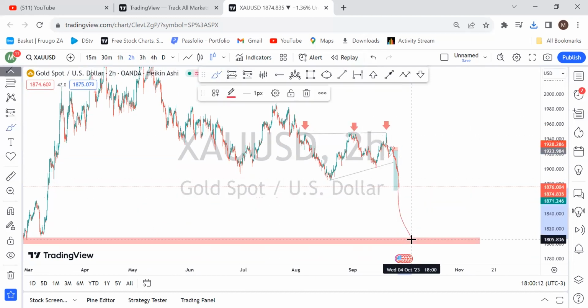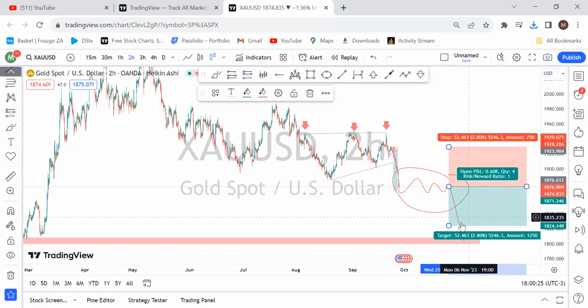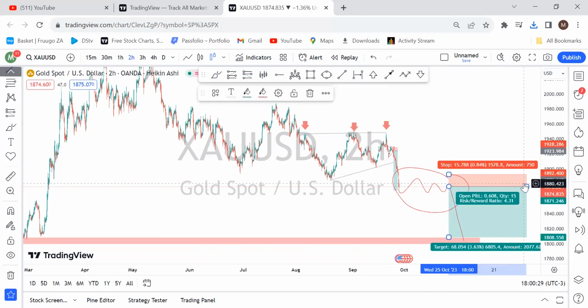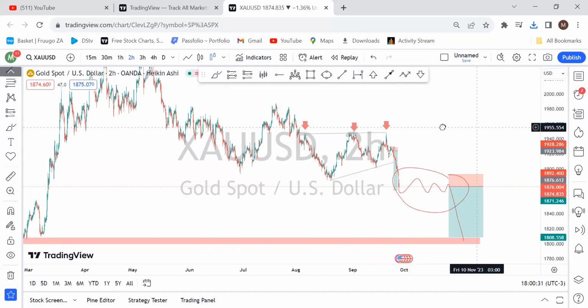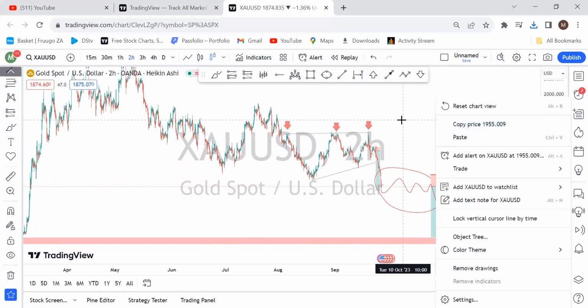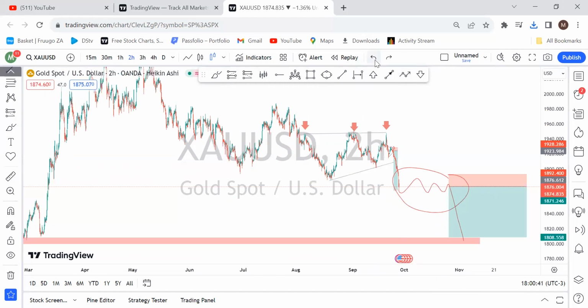all the way to this main support, and it doesn't mean it's going to go straight down. It could give you another correction to the downside, giving you another opportunity to sell actually, right? Just like that. Take a screenshot. So that's one possibility.